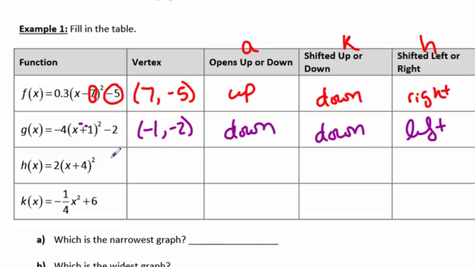Okay, next we have something that has a vertex. This is negative, negative, so it's going to be negative 4, comma, there's no k value, the k value is 0. Opens up, our a is positive. There's no k value again, so there's no shift on this one. And then left, right, our h value is negative, so this is to the left.